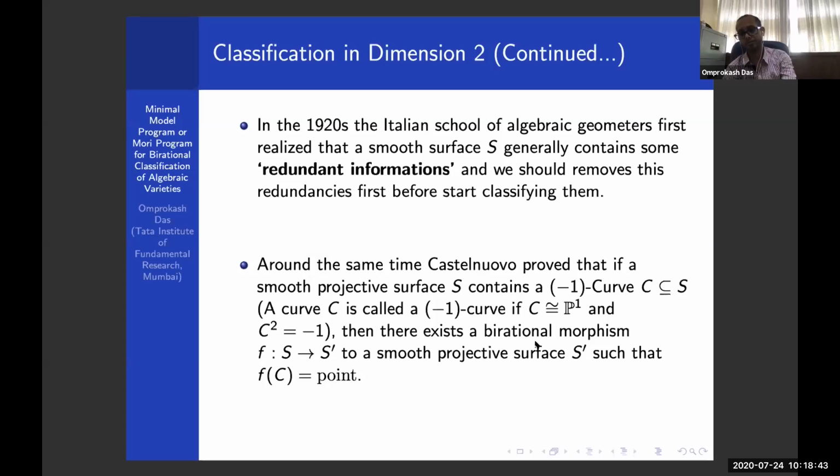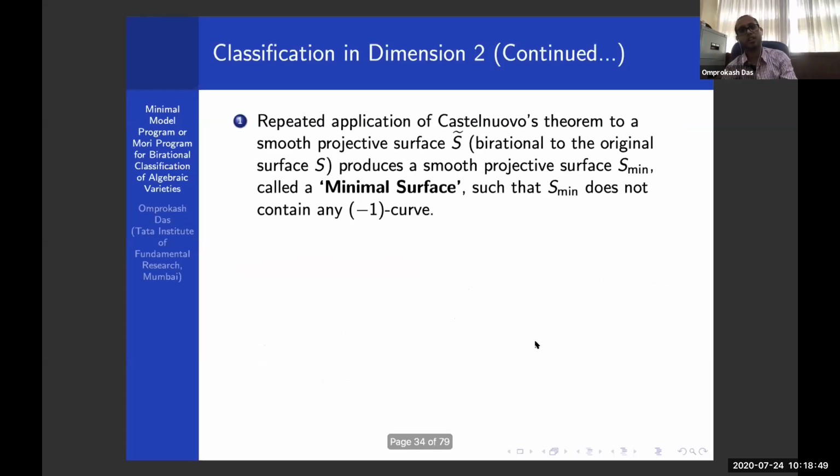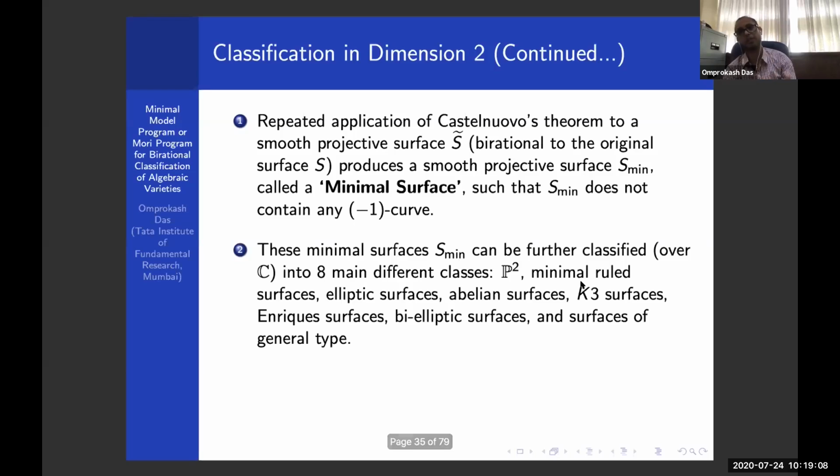So you can see that you can repeat this process, right? If there is a -1 curve, contract it. Repeating this process finitely many times, you will eventually arrive at a surface, let's call it S min, such that S min does not contain any -1 curve. This is what is called a minimal surface. It does not contain any -1 curve, and temporarily we call this our minimal model, although it is not a minimal model in the precise sense that we'll see later.